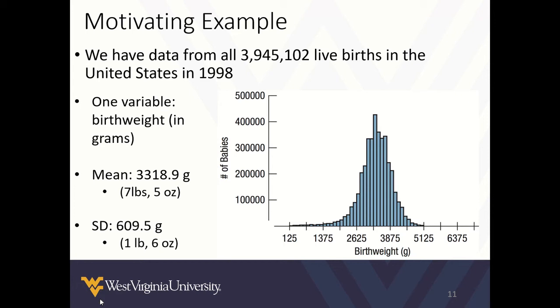So let's take a look at another motivating example to really get an idea of this. So suppose that we have data from all 3,945,102 live births in the United States in 1998. So one variable, which would be our birth weight in grams, and we can see that along our x-axis. Along the y-axis, we see the number of births. Our mean in this case is 3,318.8 grams with a standard deviation of 609.5 grams.